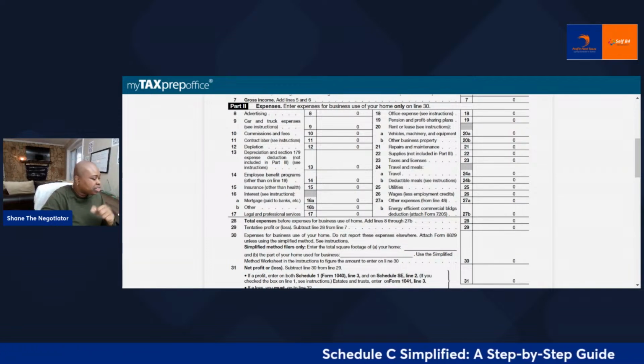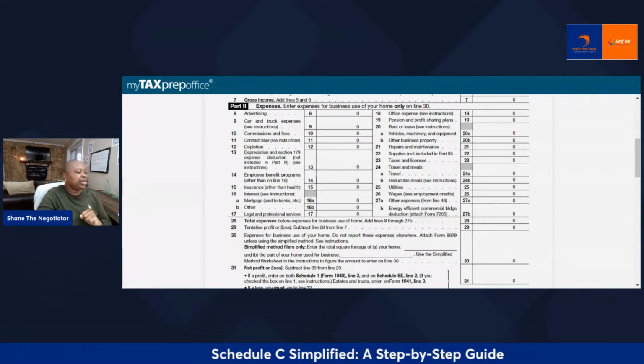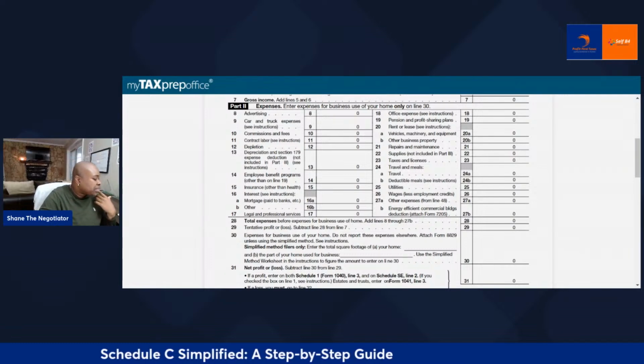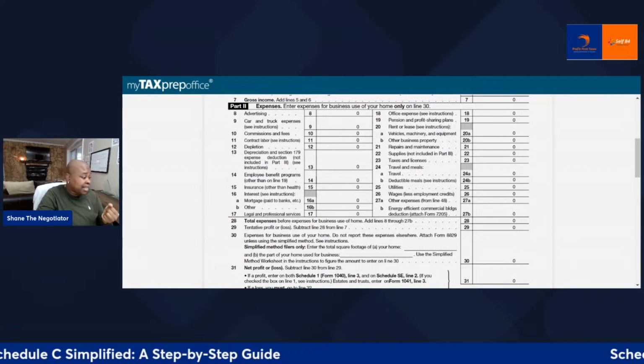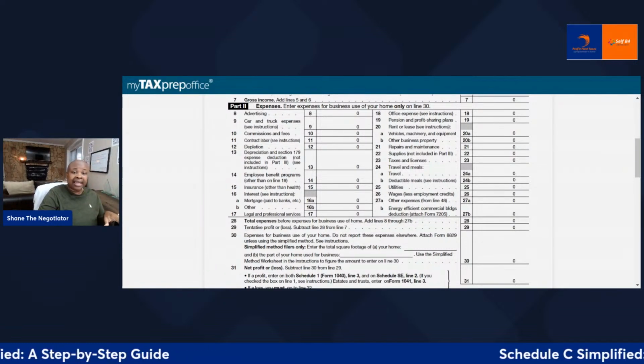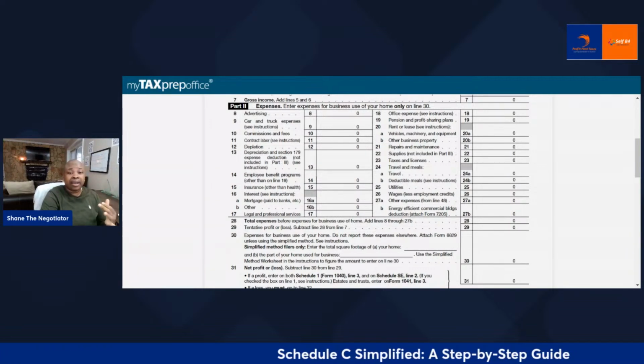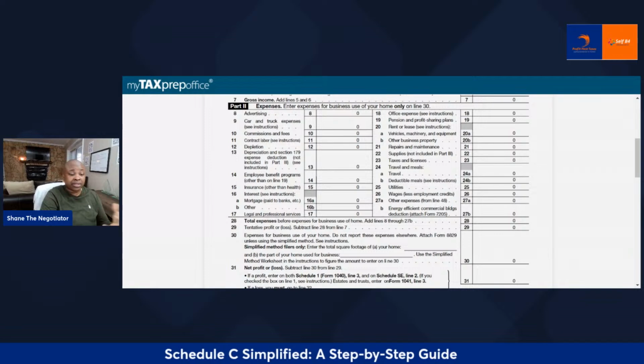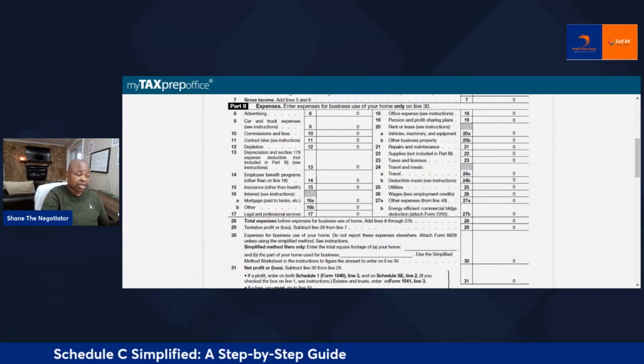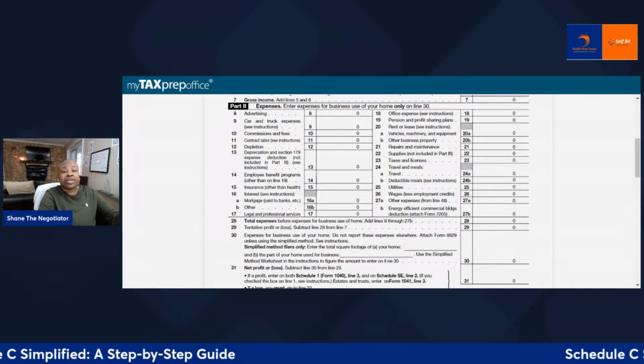They have some car and truck expenses. They have some depreciation on there. Let's go into legal and professional services. That's at line 17. I like that one because that is the one where you put it if you hired a lawyer, an accountant, or a tax professional, whatever you paid, you put it on this tax return.